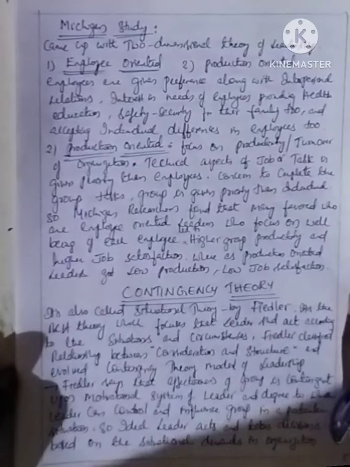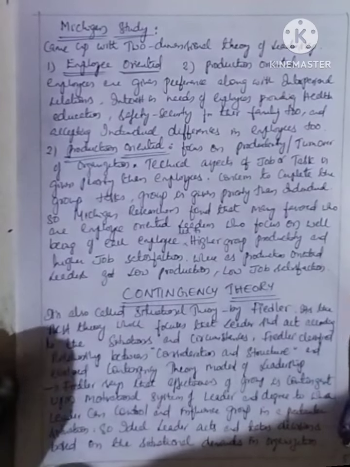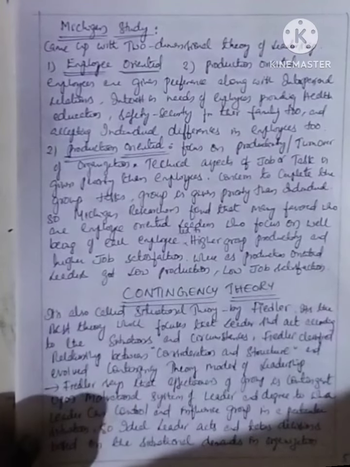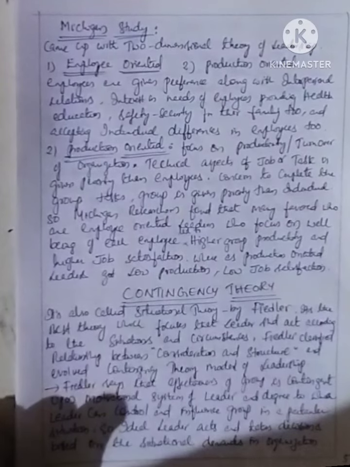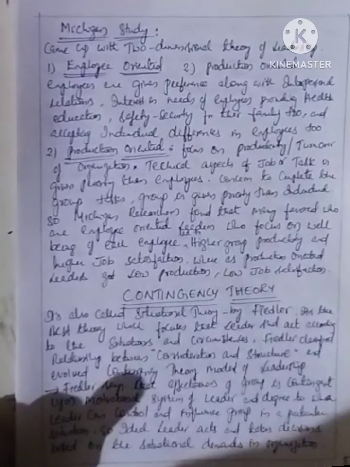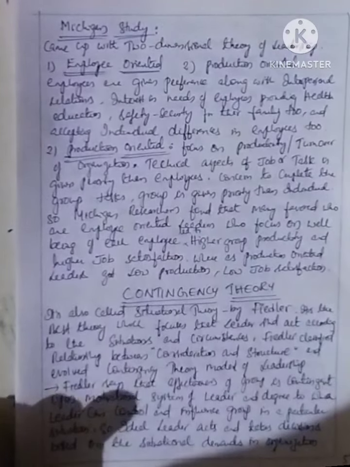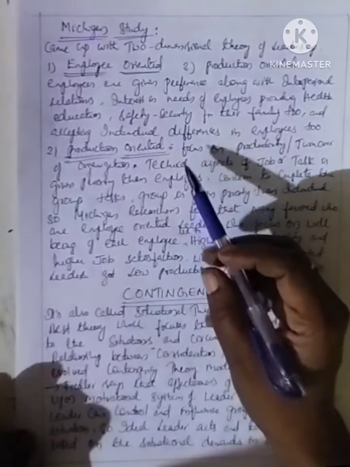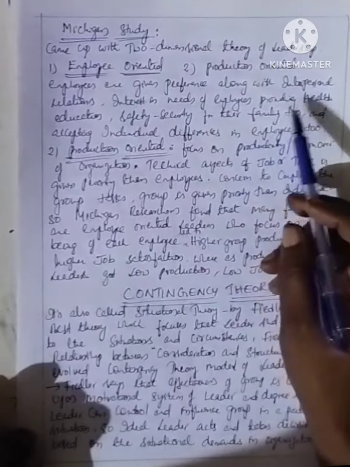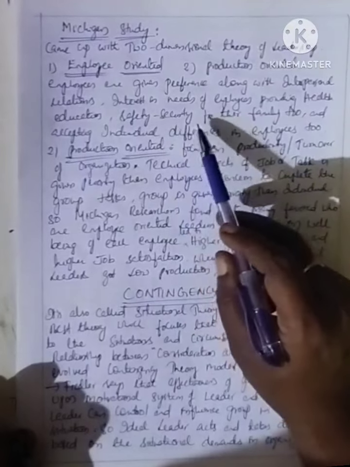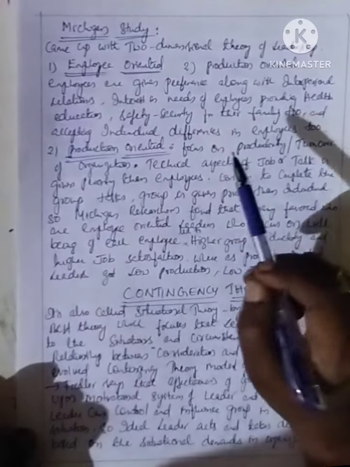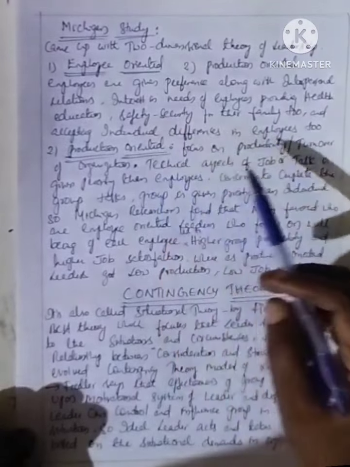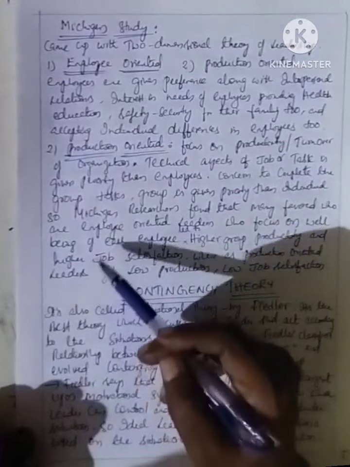Michigan study came up with a two-dimensional theory of leadership. They are employee-oriented and production-oriented. In employee-oriented leadership, employees are given preference along with interpersonal relations, interest in the needs of employees, providing health and education, safety and security for their family too, and accepting the individual differences in employees too.